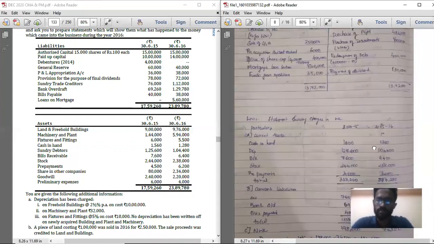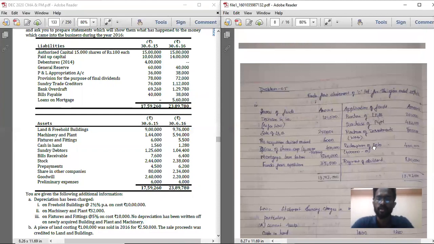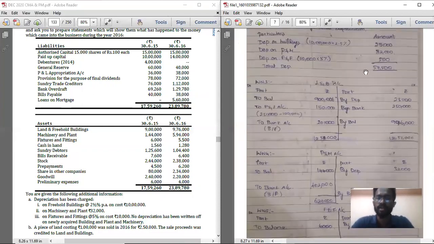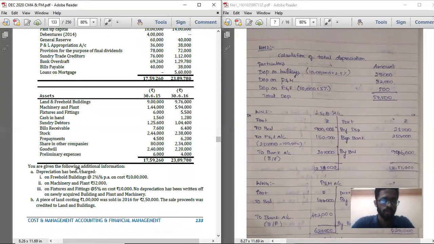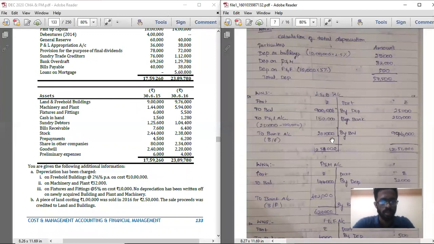Then after calculating working note number 1, one by one you should calculate each account. Working note number 2 is nothing but total depreciation. If you calculate this point number A, you will get the total depreciation. So 2.5% on the buildings, 10 lakh into 2.5%, that is 25,000. Machinery 32,000, and furniture 5% on 10,000, which means 500. Addition of all of these is total depreciation.